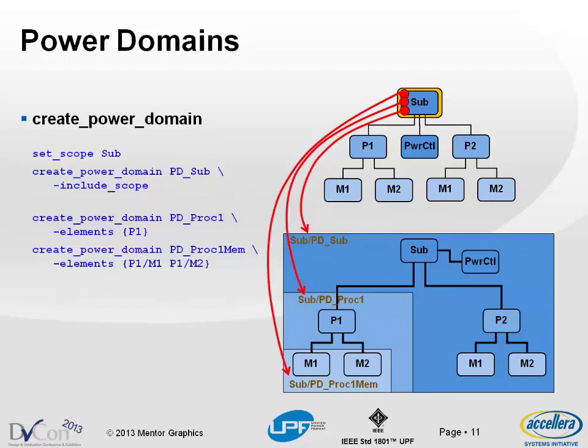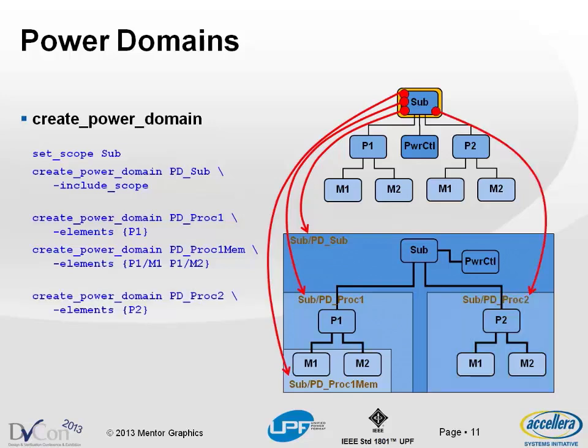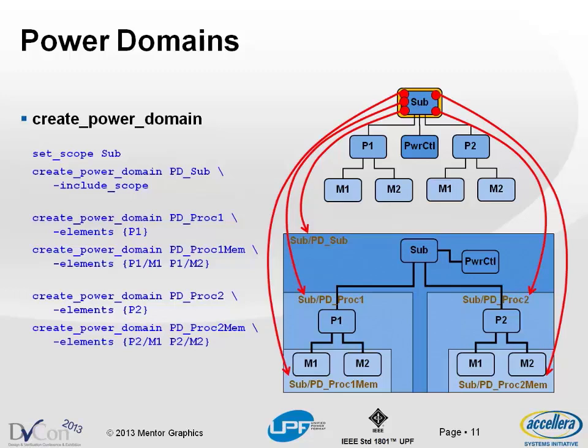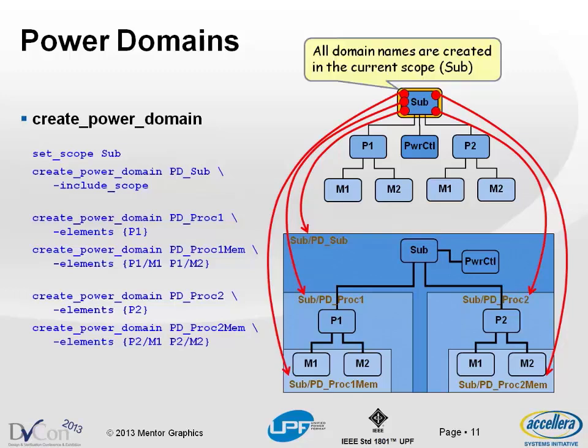So one point here is that you can, in effect, override the creation of one power domain with the creation of another. You can carve out lower portions of the hierarchy in a power domain and put them in a different power domain. Just to complete, we'll do the same thing on the other side. And the key point is that for all of these, the names that are created when you run this create power domain command are created in the current scope. So all 5 of these names, PD sub, PD proc1, PD proc1 mem, etc., are declared in sub.